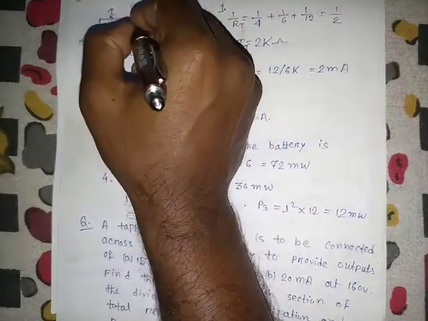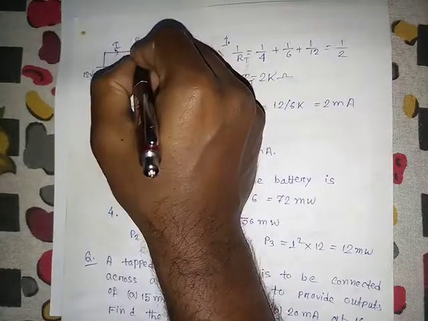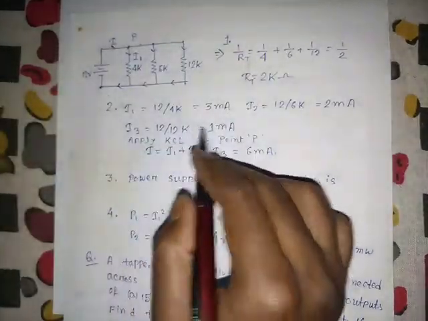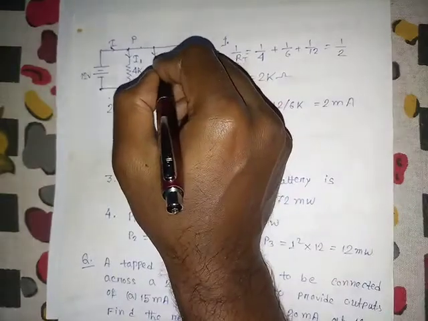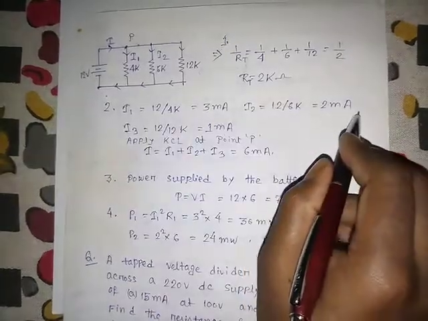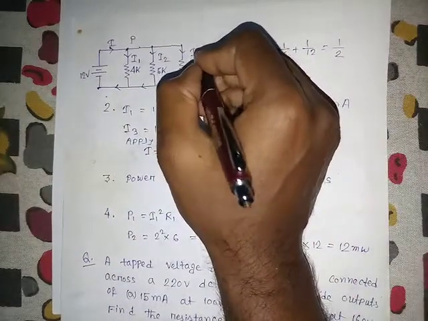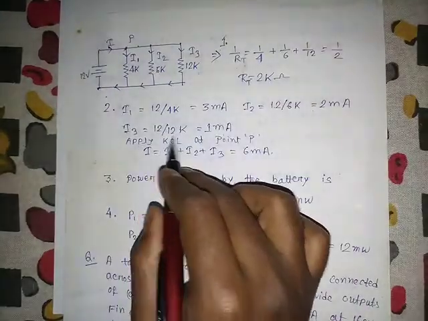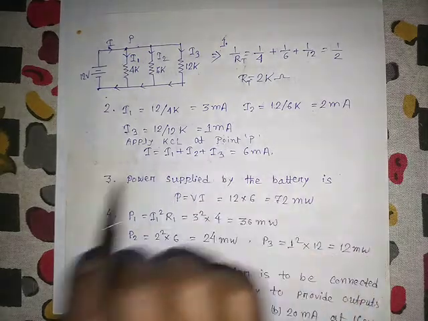So we take this as our I1. Next, I2: the parallel voltage is the same, 12 divided by 6 kilo ohm, it is 2 milliampere. And we consider this as our I3. So I3 equals 12 by 12, equal to 1 milliampere.